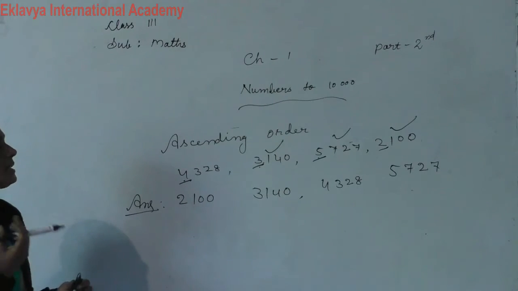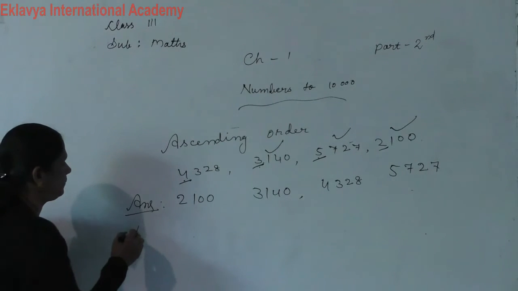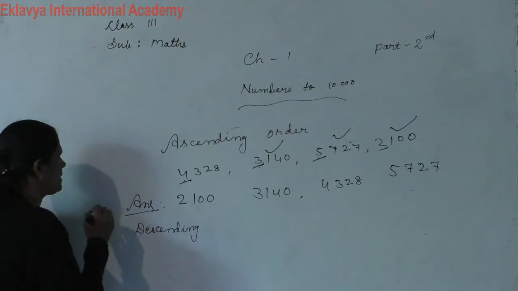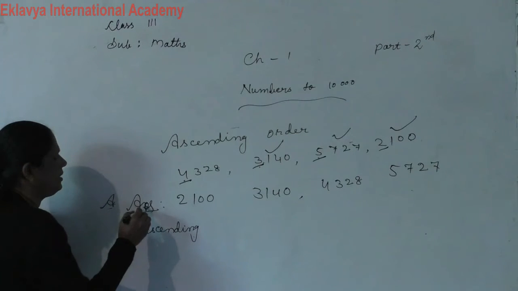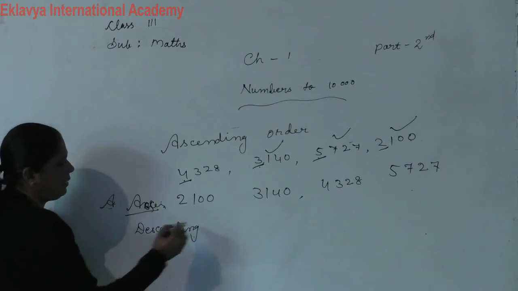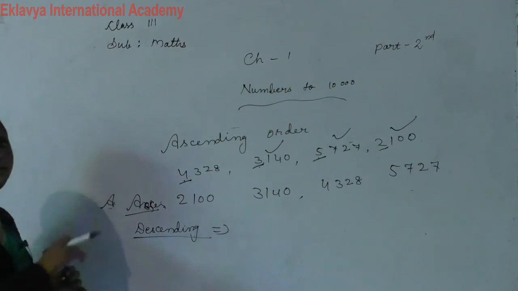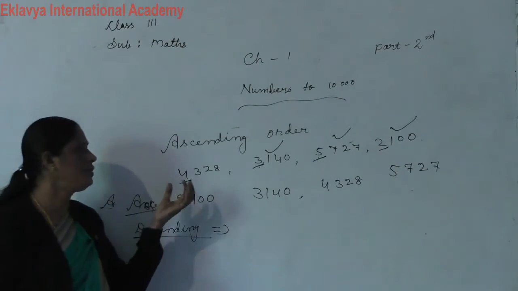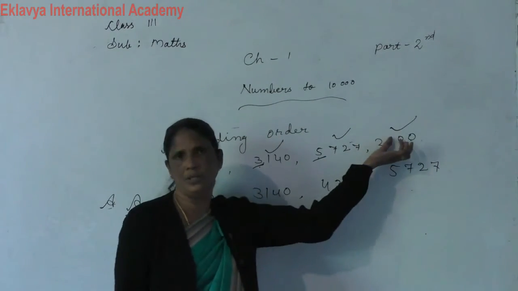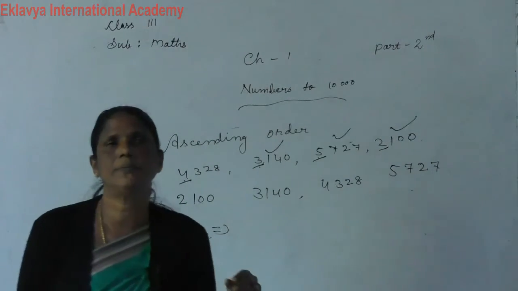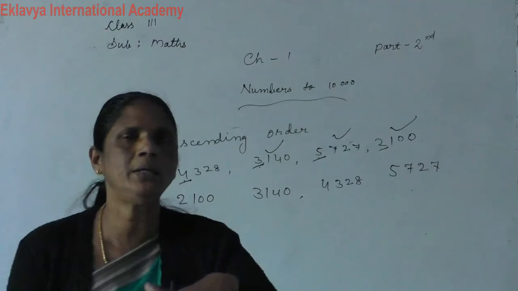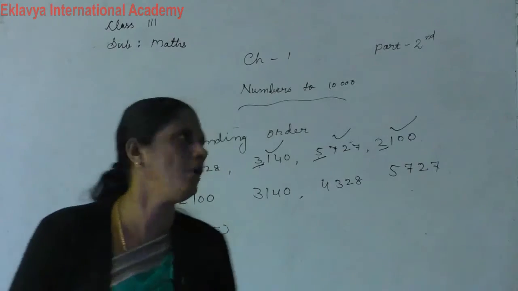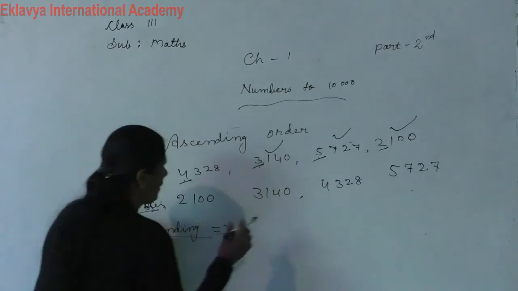This question we also write in descending order. Descending order. This is ascending order, and in descending order it goes down. Now we write this question in descending order. First you check that all are 4-digit numbers. Descending means decreasing order, greater to smaller. Which is the greatest number here? This.